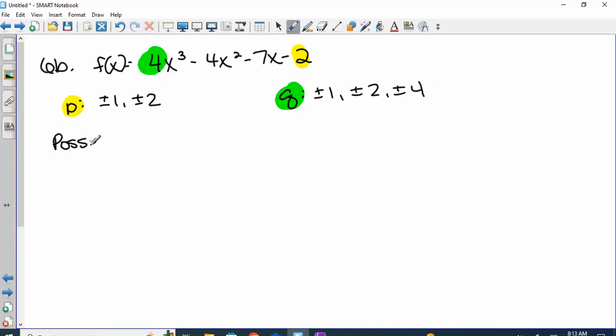So then to get possible zeros, what do we do? P over Q. So 1 over 1 is 1, 1 over 2, 1 over 4, 2 over 1 is 2, 2 over 2 is 1, and I've got that. 2 over 4 is a half, and I've got that. So these are my possibles. How many zeros should we have here? 3. There is no guarantee that all 3 of them are on the list. Remember, this only gives us the rational ones, the ones that can be written as a fraction.